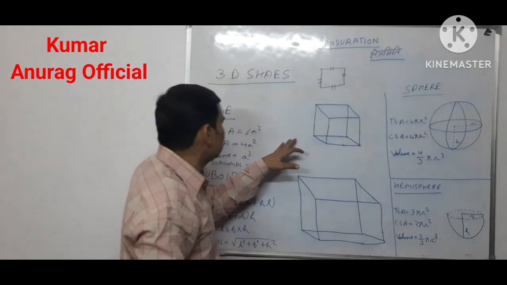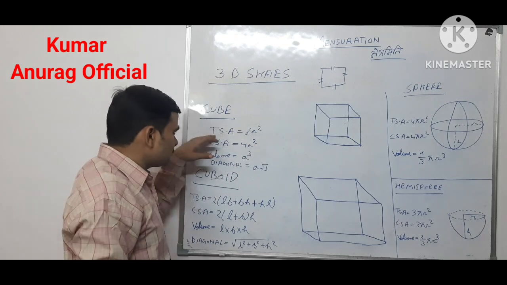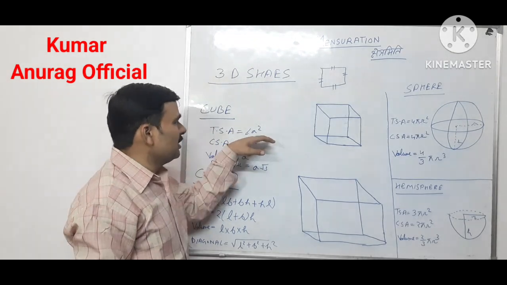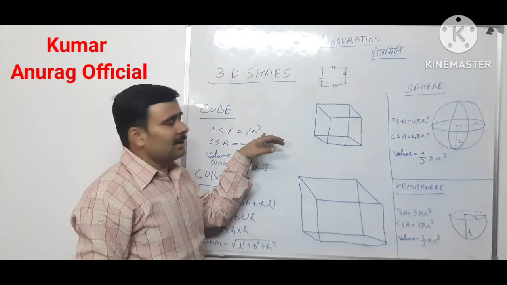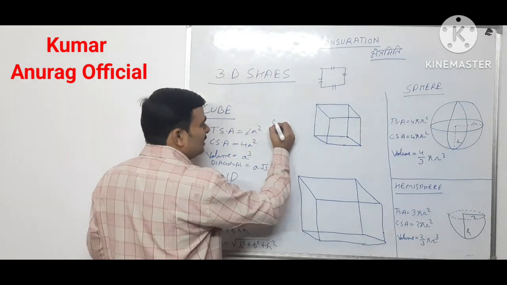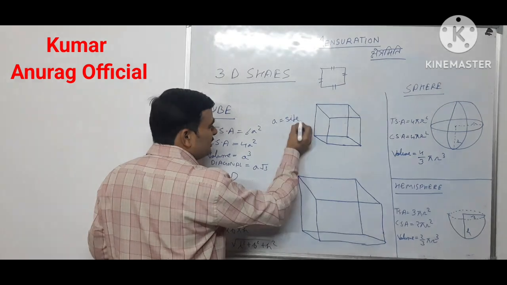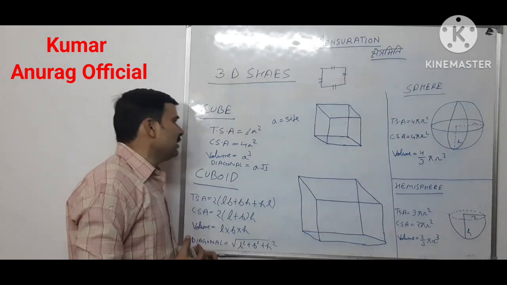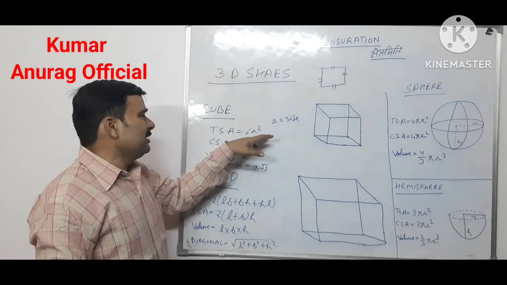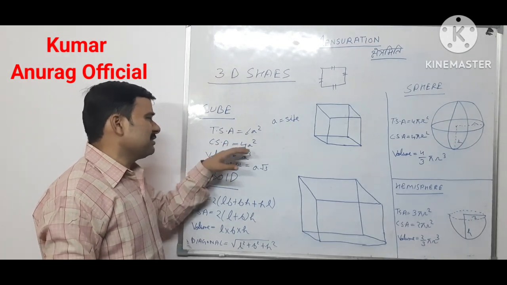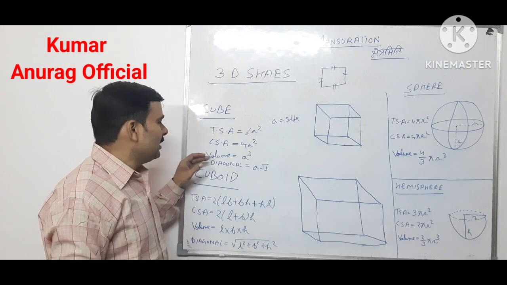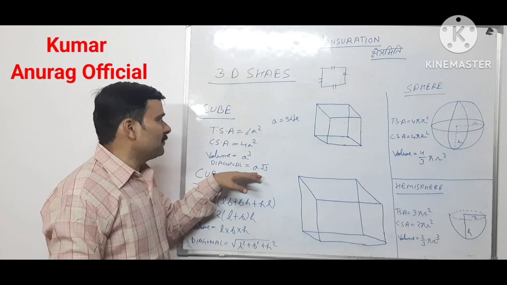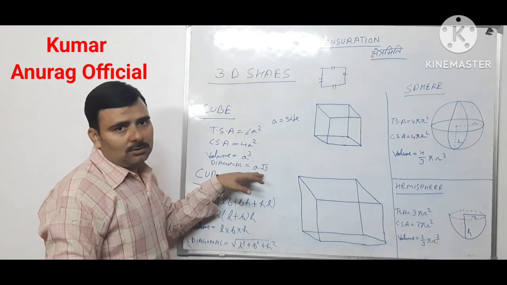Whenever we want to find the total surface area of a cube, the formula is 6a square, where a is equal to the side, because all the sides of a cube are equal. That's why the total surface area of a cube will be 6a square, the curved surface area of a cube will be 4a square, the volume of a cube will be a cube, and the diagonal of a cube will be a root 3.